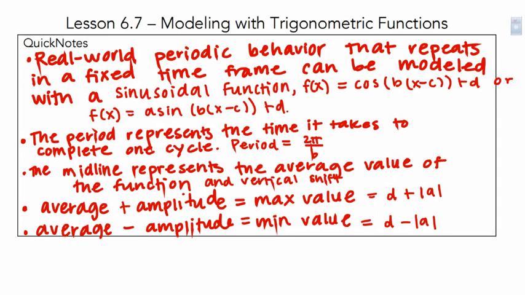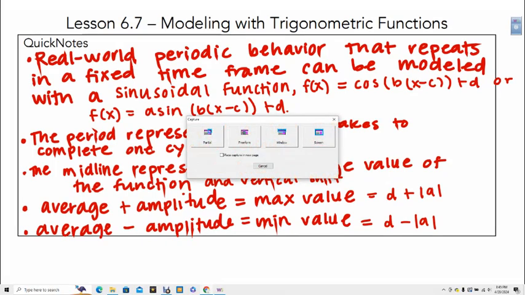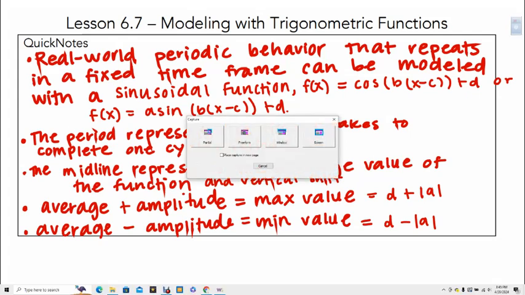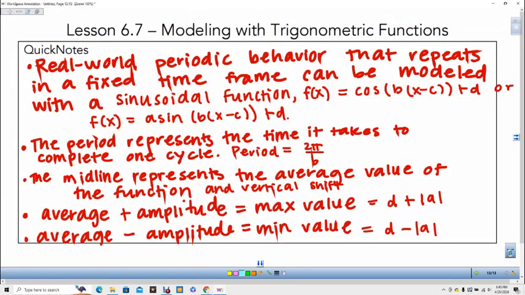Now, real-world periodic behavior that repeats in a fixed time frame can be modeled with a sinusoidal function such as f of x equals a times cosine b times parentheses x minus c, close parentheses plus d, or the same thing with a sine function. The period represents the time it takes to complete one cycle.